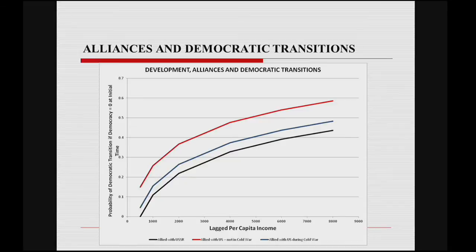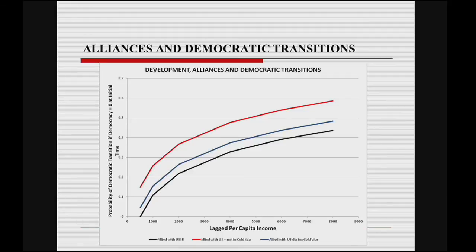To put it in a different way, this is looking at the probability of a democratic transition if the country was authoritarian, for different levels of per capita income. What I distinguish here is the effect of development on the probability of transition to democracy if the country was allied with the USSR, the Soviet Union, or allied with the US. And it turns out that during the Cold War, the effect of being allied with the US or the USSR was kind of the same.